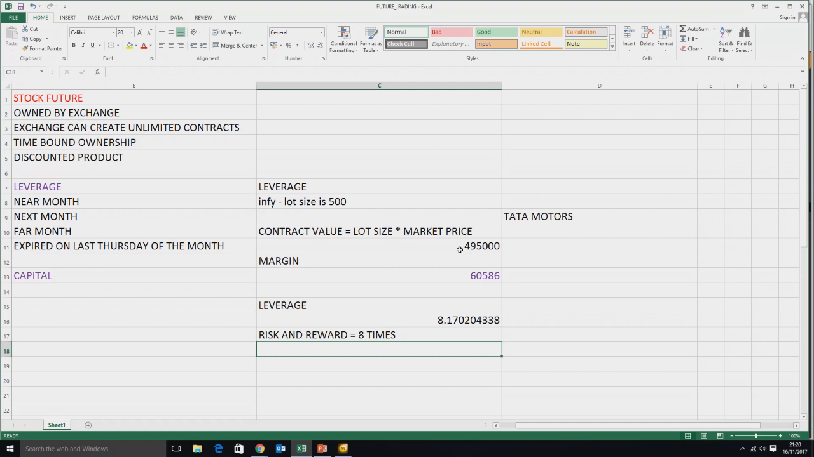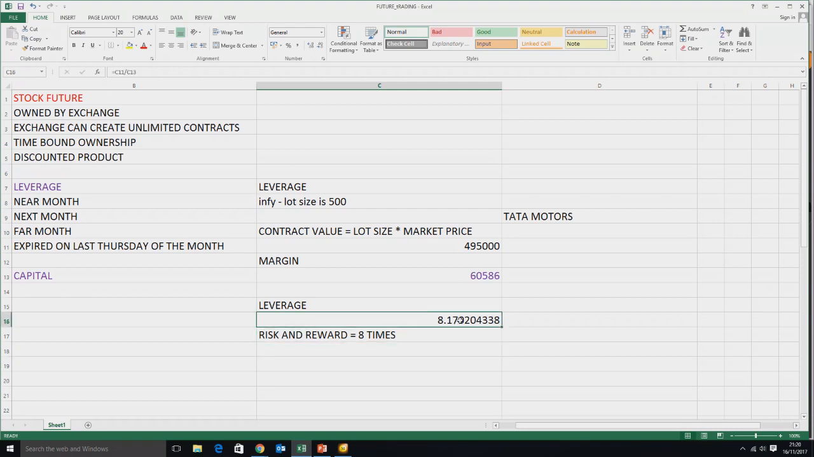of Infosys value. So just from the 60,000, you are getting approximately a control of 5 lakhs of Infosys. So here you have a leverage which is 8 times.